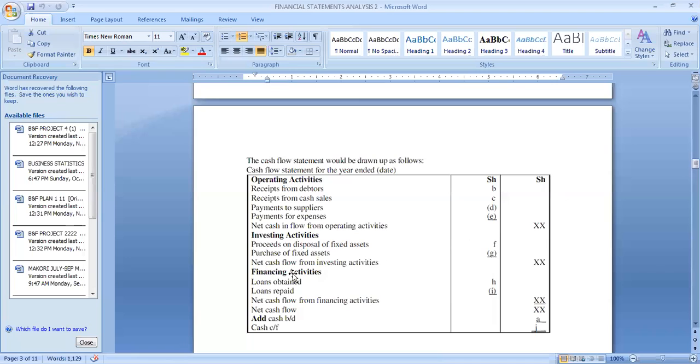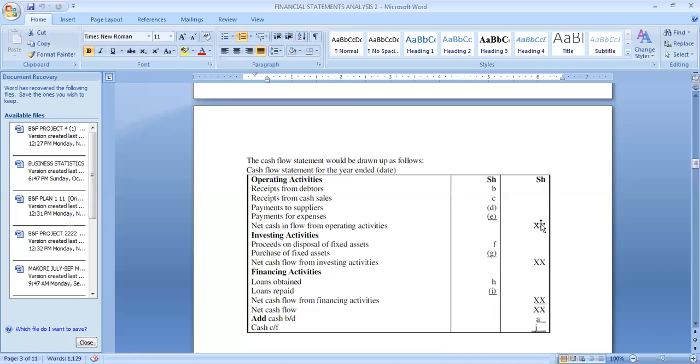Then you go to the financing activities. I said it is long-term loans and also the shares. If you obtain a loan, that is money coming in. That is an inflow, it is a plus. If you repay the loan, that is an outflow. Sometimes you can issue additional shares, so you are receiving money from the public, and you might pay the dividends to your shareholders, that is money outflow. Then you add that, you get this.